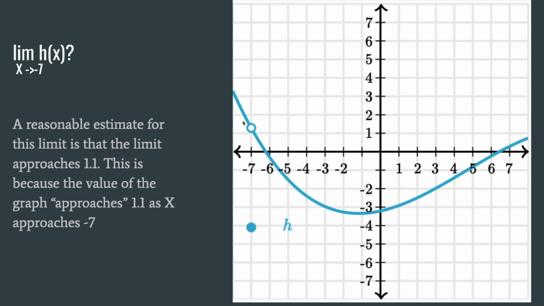The value of the graph does not approach -4. It looks like it clearly goes between 1.1 or 1.2. And the reason that it's 1.1 is because you predict that the graph is between 1 and 2. It is nowhere near close to -4. So basically, the value of the graph approaches 1.1 as x approaches -7.